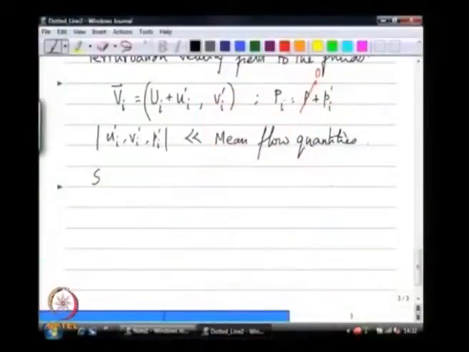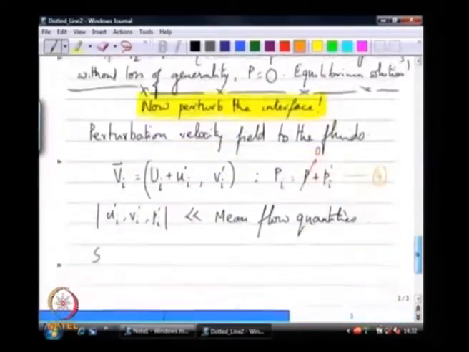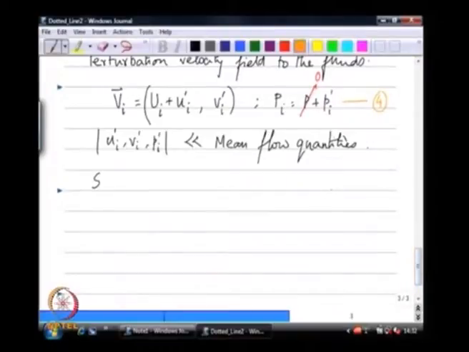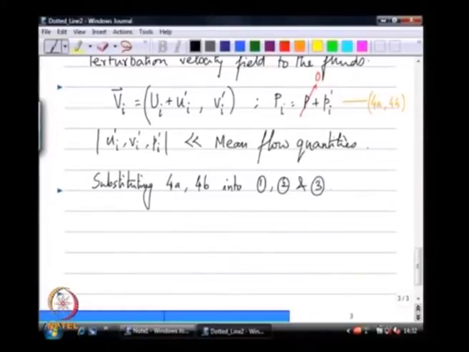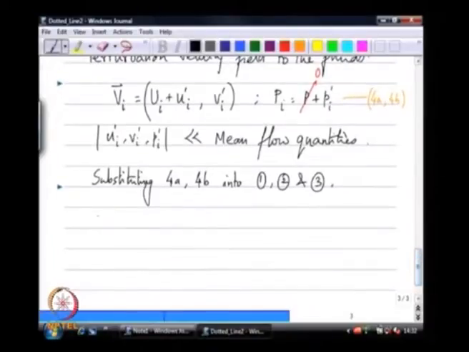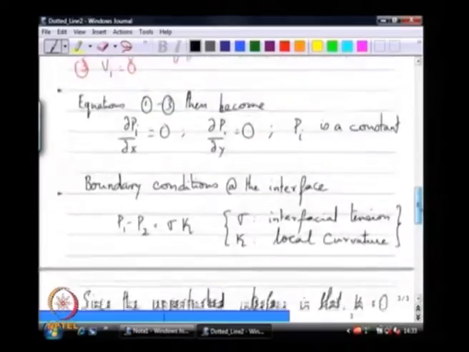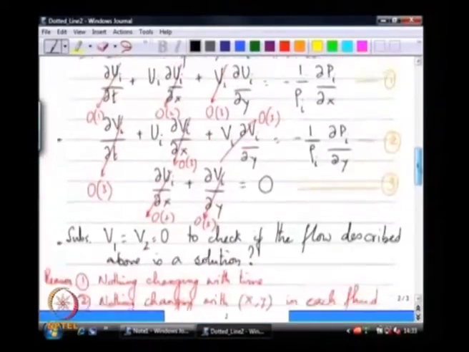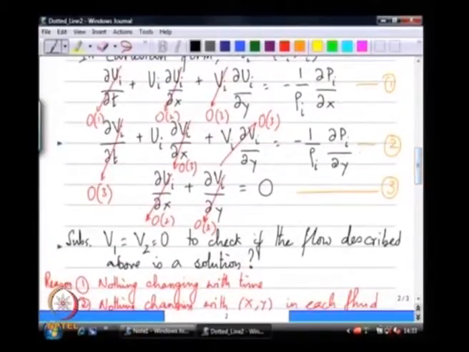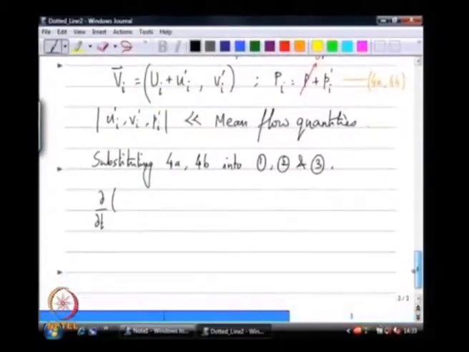So, first of all, substituting, I will call this equation 4, I will call this 4a and b. What do we find? The first is the x momentum equation, second is the y momentum, and the third is the continuity equation. We are quite familiar with that.